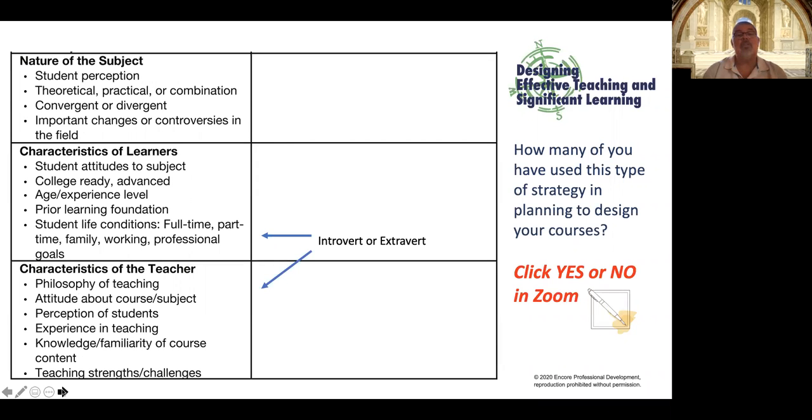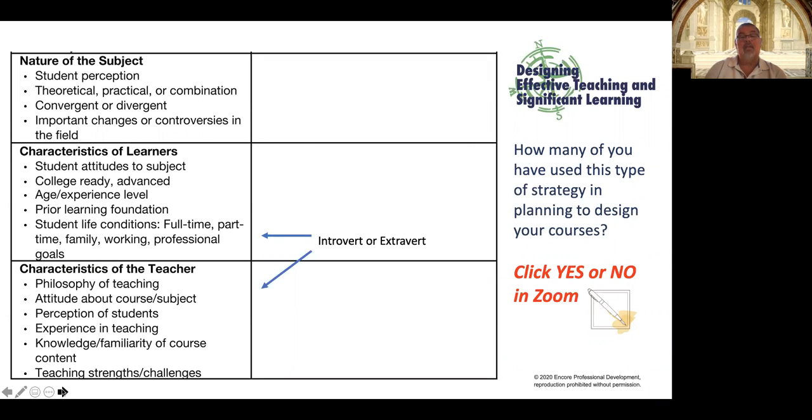The nature of your subject, there's a whole idea of student perception. Is this going to be a theoretical class, a practical class, a combination of the two? Is your class primarily convergent thinking or divergent thinking? We want to take a look at the characteristics of learners. And you can see that's one of the things that most of you know something about as you're working on this, and maybe you're redesigning the course because of the characteristics of learners.